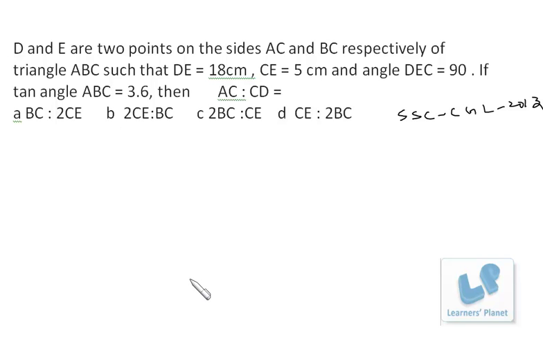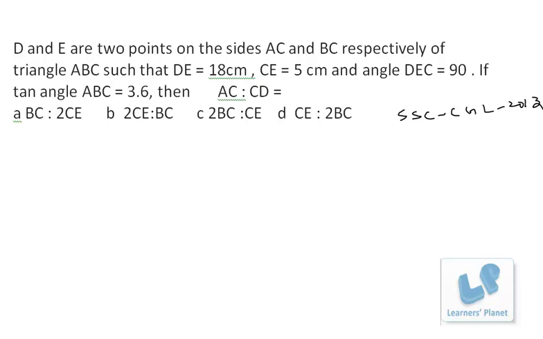Let's solve this problem from SSC CGL paper 2013. D and E are 2 points on the sides AC and BC respectively of a triangle ABC such that DE is 18 cm, CE is 5 cm and angle DEC is 90 degree. If tan angle ABC is 3.6, then AC is to CD ratio we have to find out.